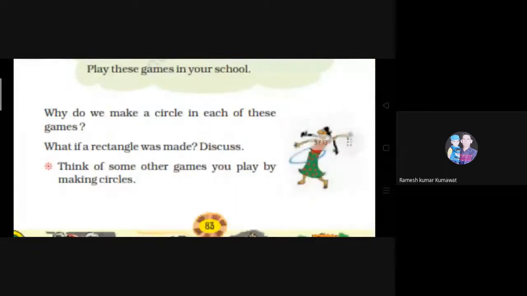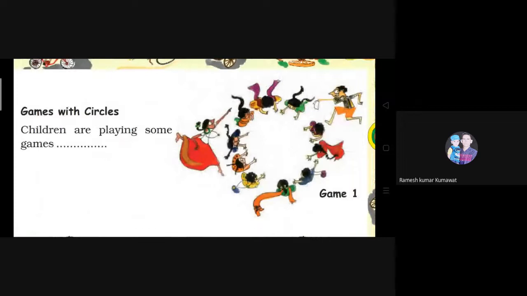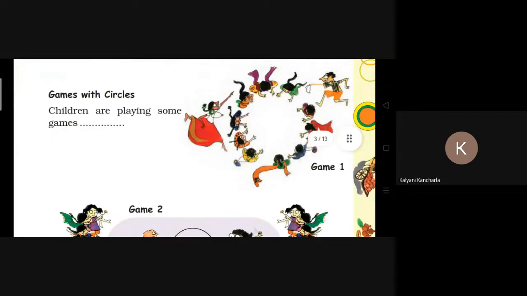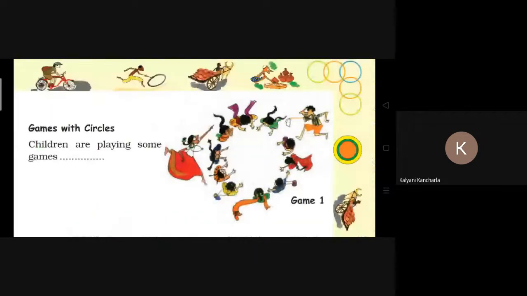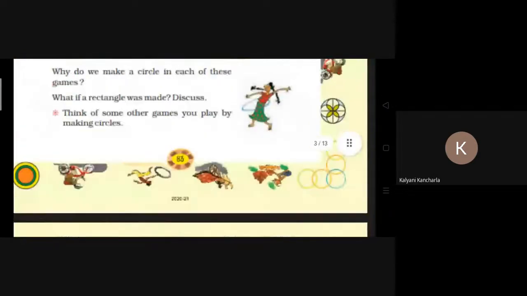Why do we make a circle in each of these games? What if a rectangle was made? अगर इस game में circle की जगह rectangle होता, so what would happen? Ma'am, only four of them would come. Yes, अच्छे से नहीं बैठ पाते, our sitting arrangement अच्छे से नहीं होता, and the first game जहाँ पे किसी के पीछे कुछ डाला जाता है तो सबको नजर आता, सर्कल में we cannot see everyone's backside, ना. Yes. आप बता सकते हो any other game which you play by making a circle?